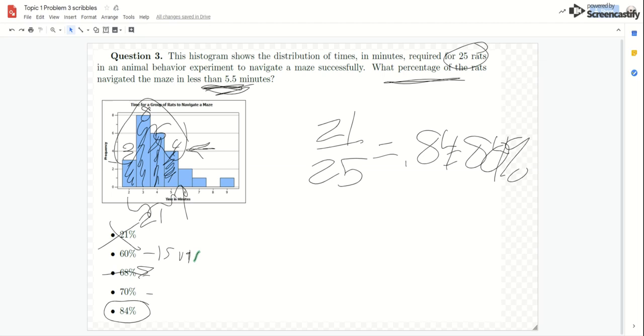But 84% is the answer. And the only reasonable distractor, I think, is 21%. So that's the answer if you're not paying attention. 84% is the real answer. And I don't really understand why those 3 were chosen as distractors. Maybe there weren't other bad answers.